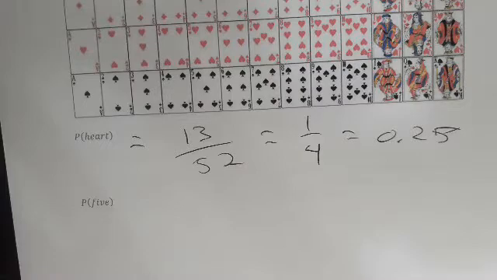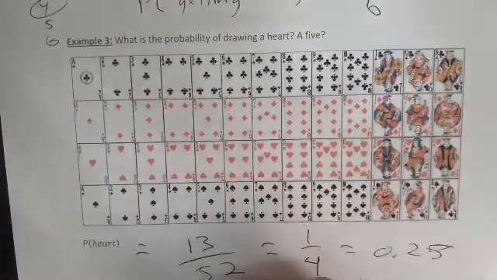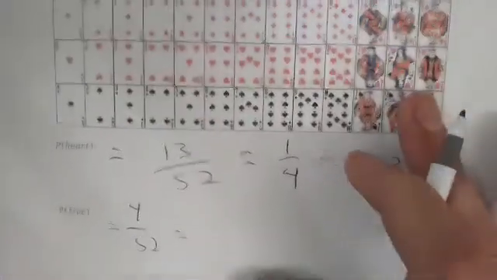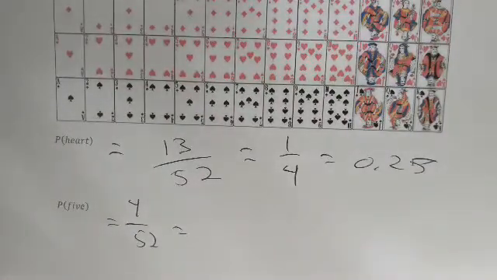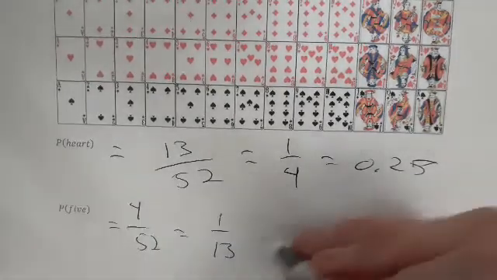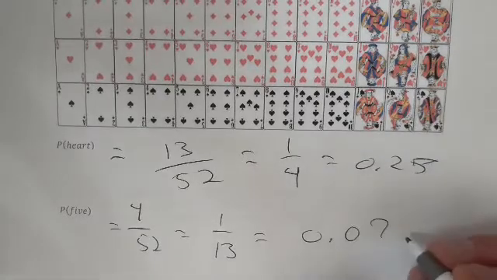If we're looking at this next one, what's the probability of drawing a 5? If I'm looking at drawing a 5, there are 1, 2, 3, there are 4 5s out of 52 cards. So the probability of drawing a 5 would be 4 out of 52, or 1 out of 13, which gives me somewhere about 0.0769.